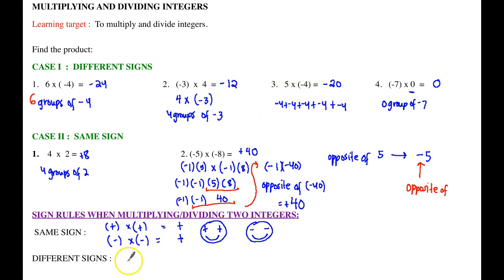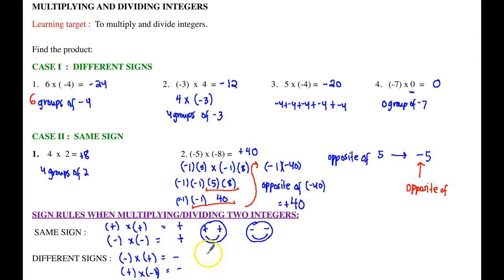So from there, we can conclude that if I'm multiplying two integers with different signs, like negative times a positive, the answer would be negative. Or a positive times a negative, the answer would be negative. So remember that. When they have different signs, the answer is negative.